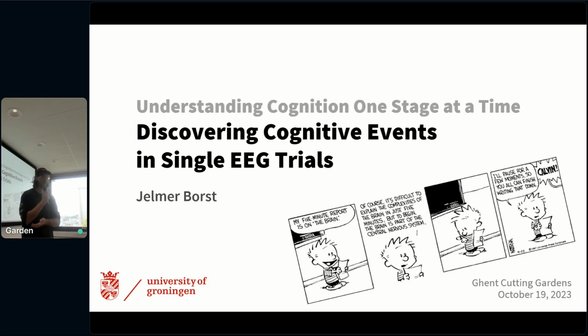It's Jelmer Borst. He studied artificial intelligence in Groningen, but then stayed there to do a PhD in cognitive neuroscience, where he applied computational models to understand human multitasking. He then moved to Carnegie Mellon University for a while, where he started to work on model-based cognitive neuroscience. Now he is a professor in Groningen, and he will tell us a little bit more about how he applies computational models to human EEG data to understand cognition, the structure of cognition.